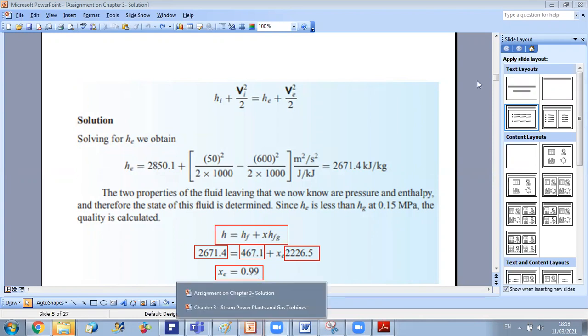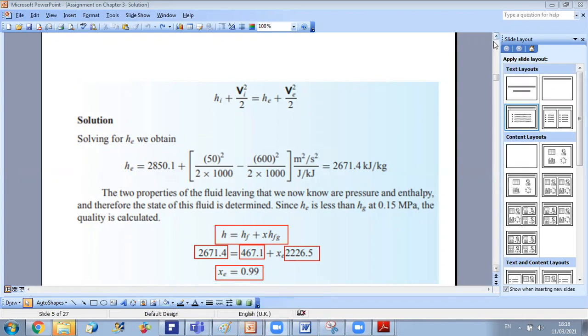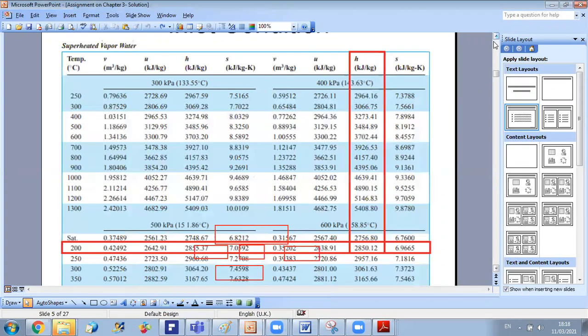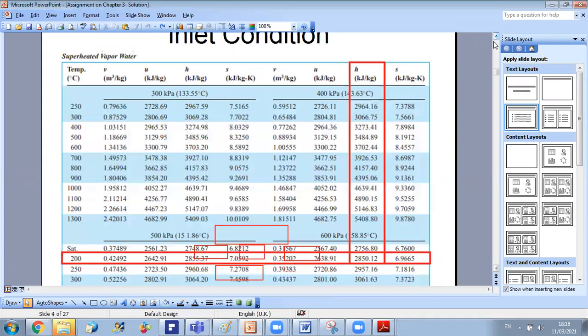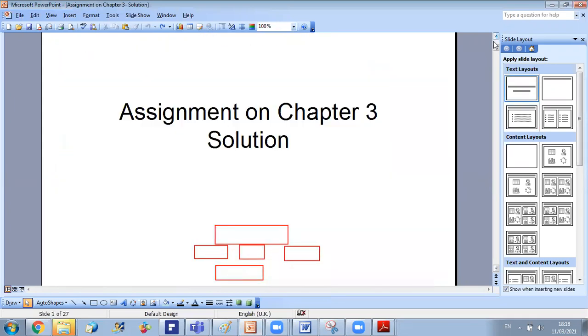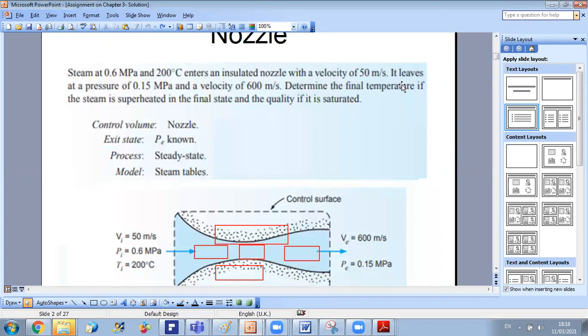Look, I think they said to calculate the temperature if it is superheated, but if it is not, calculate the quality. This was the question, I think. Determine the final temperature if the steam is superheated, but the steam is not superheated. They asked to calculate the quality if it is saturated. But if you want us to calculate the temperature, we can easily do it.